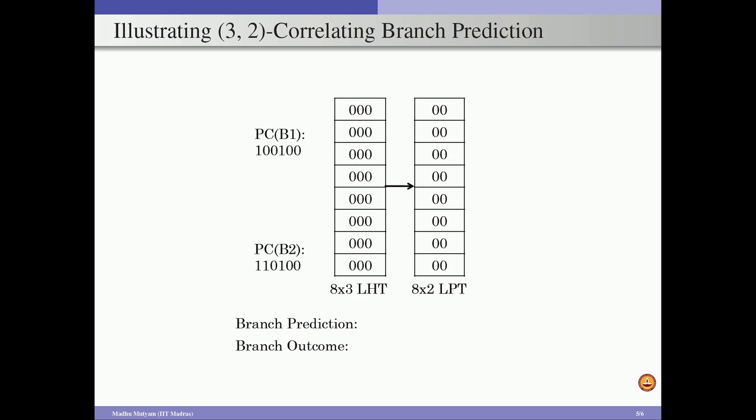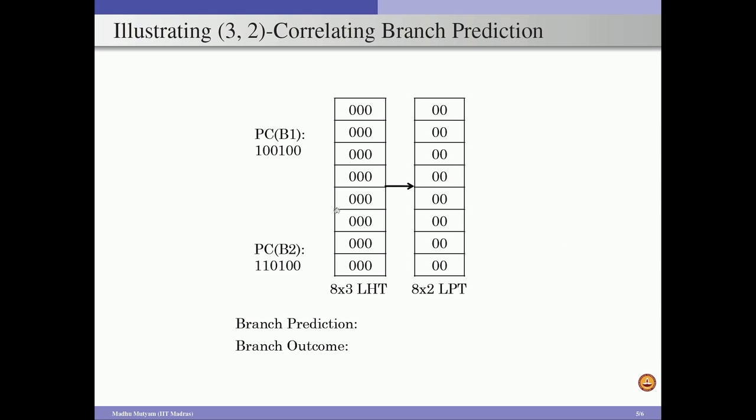So, consider here we have 2 tables. One is a local history table, and this local history table has 8 entries, and each entry has 3 bits in it, and we have another table which is a local prediction table, which also has 8 entries, but each entry is now 2 bit information.